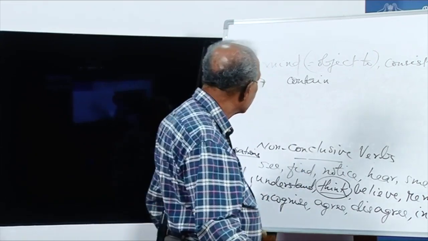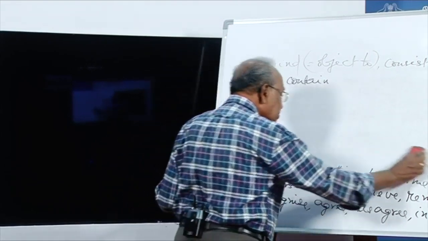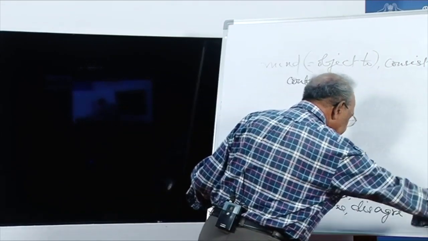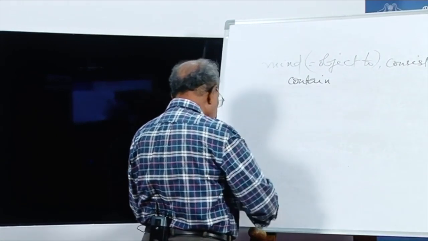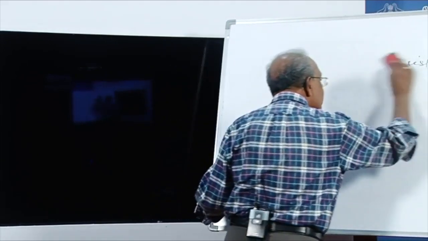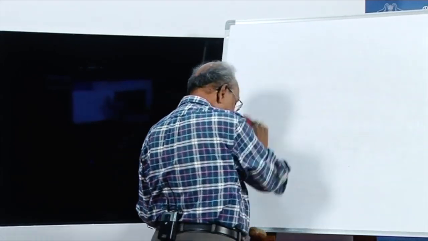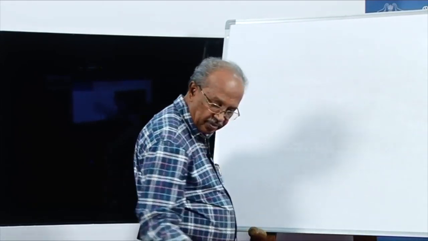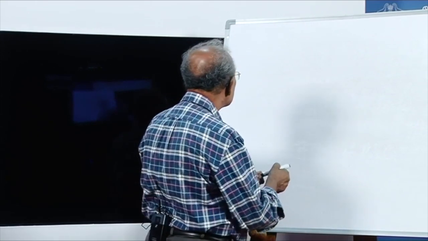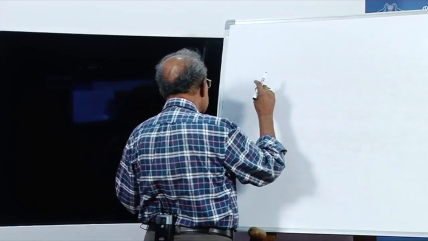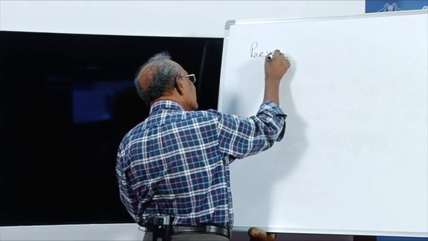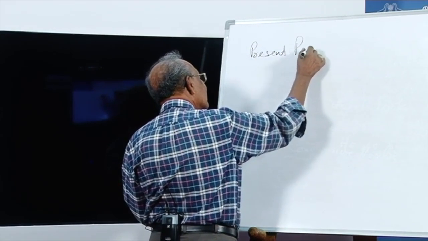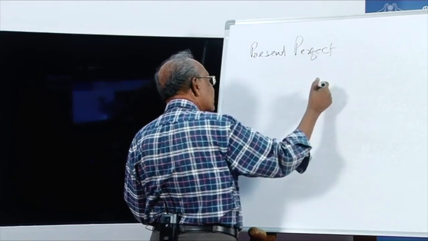So two forms of the present tense are over. Now we move to the third form or third type known as present perfect, which is believed to be the most difficult tense as far as non-native users are concerned. Present perfect tense.